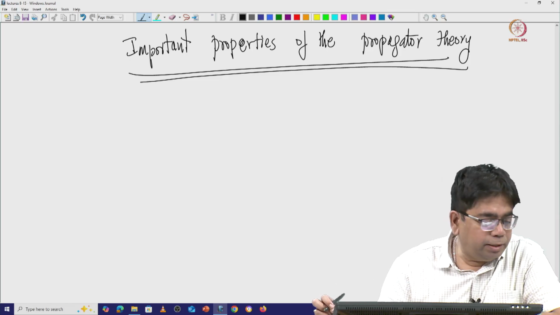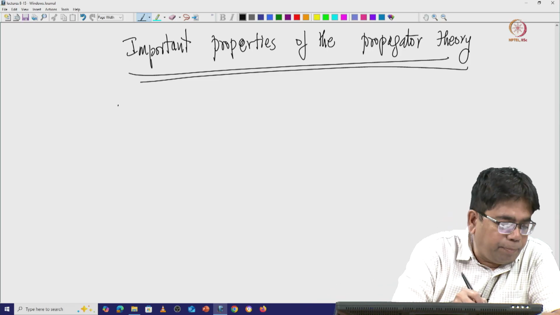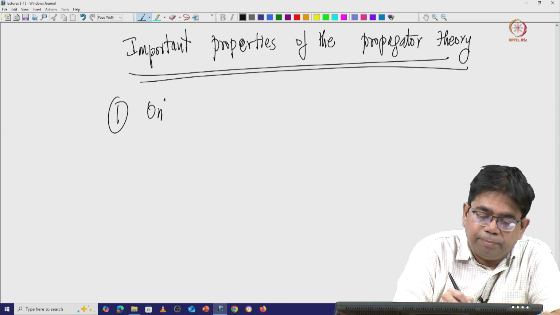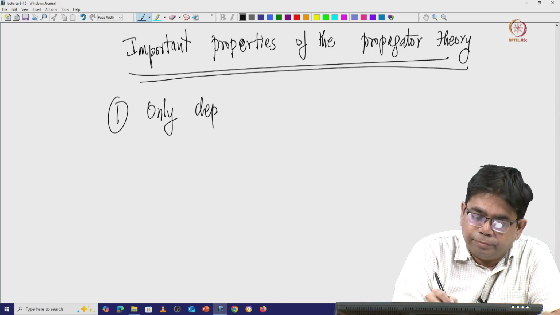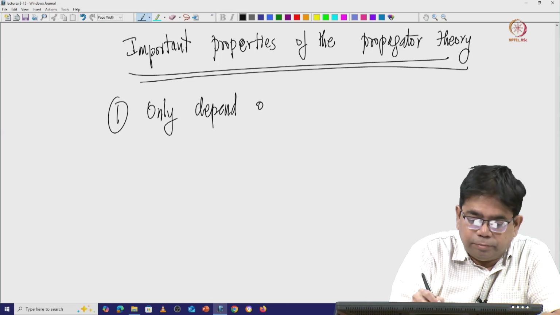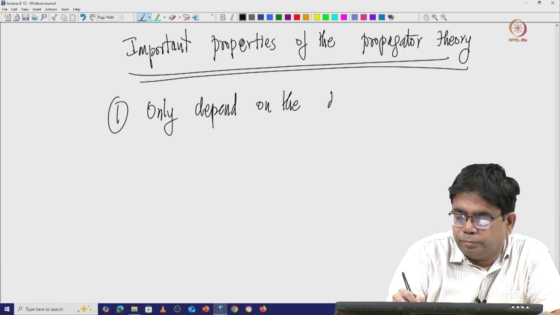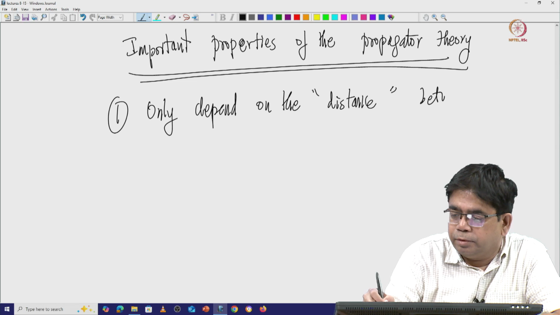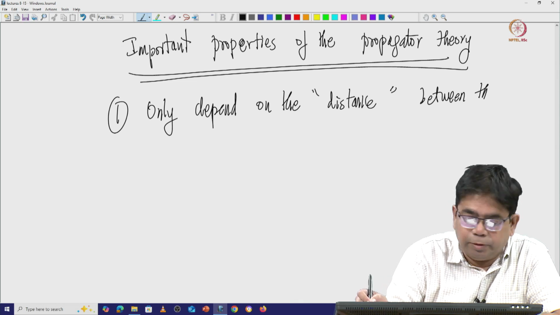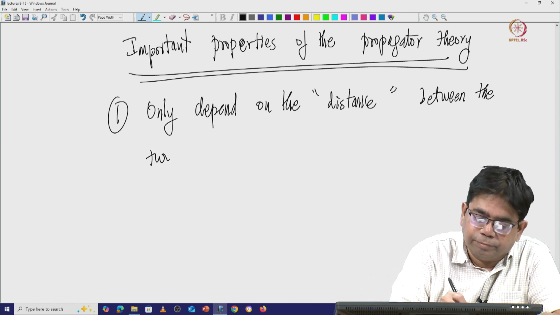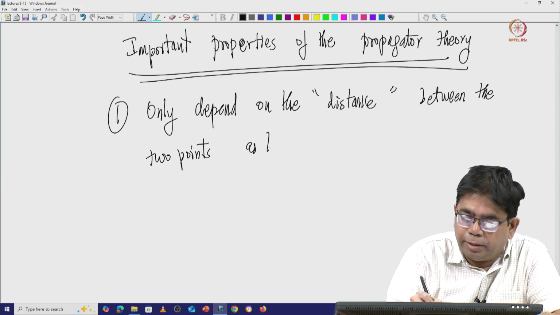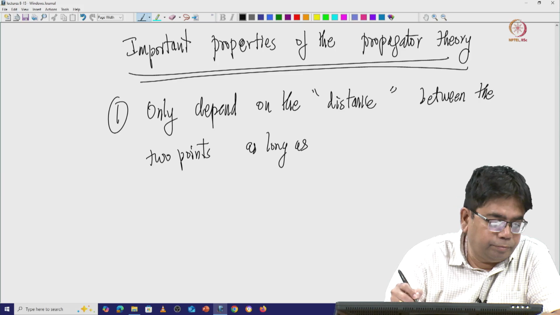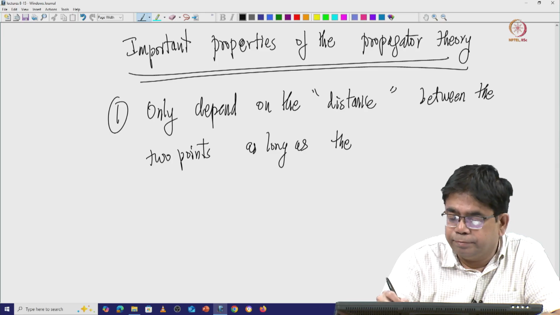So some properties of the propagators, essentially, is that propagators only depend upon the distance between the 2 points, as long as the theory is translation invariant.